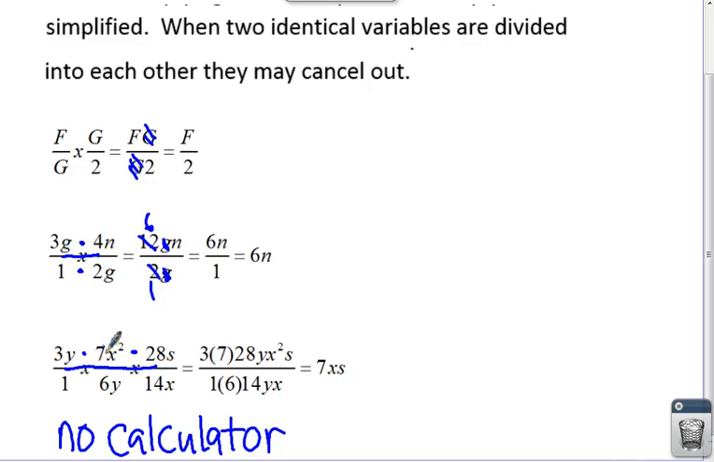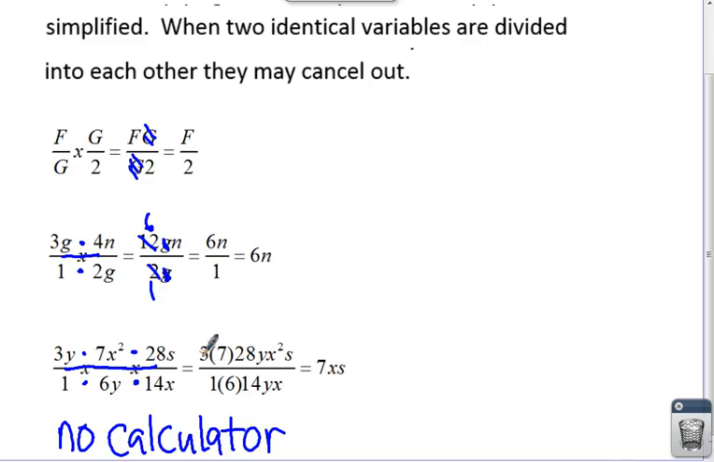Top is 3 times 7 times 28, y times x squared times s. I'm just kind of moving the numbers around so that all the numbers are together. On the bottom we have 1 times 6y times 14. And now we can simplify some of these before actually trying to do the math.